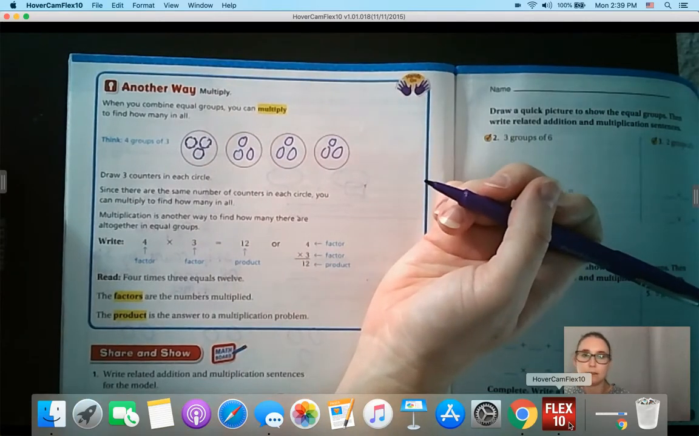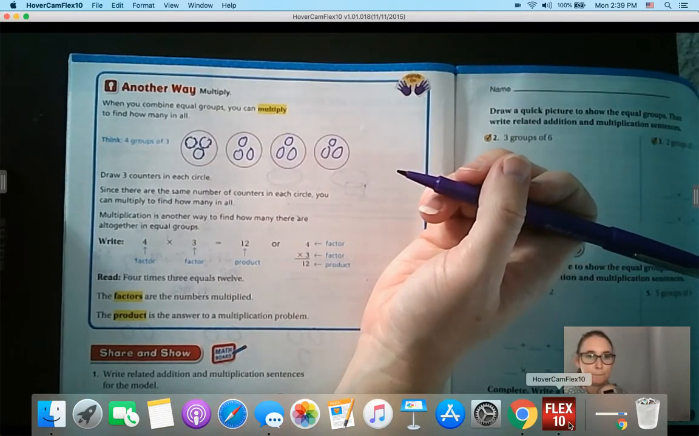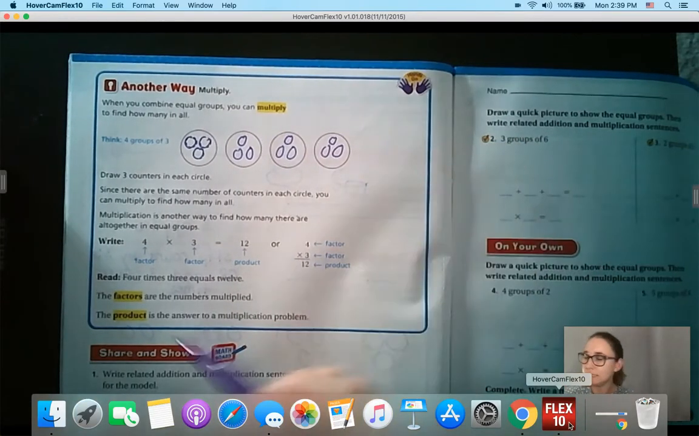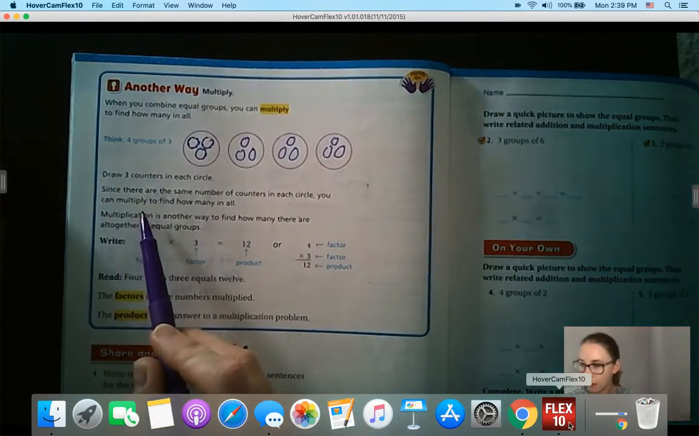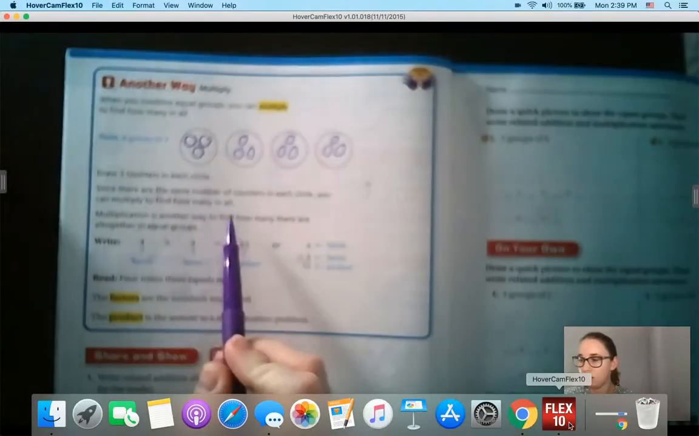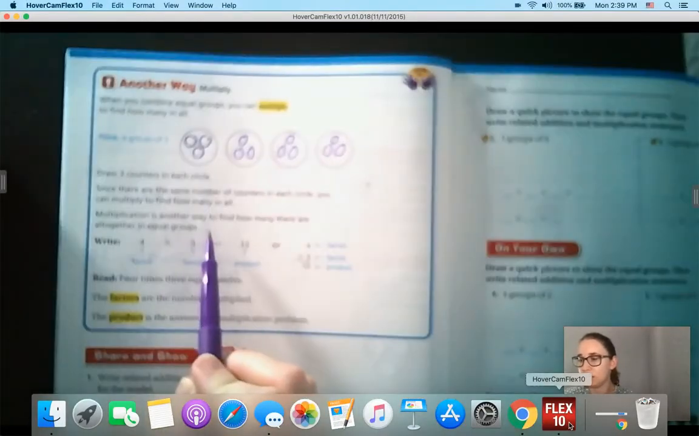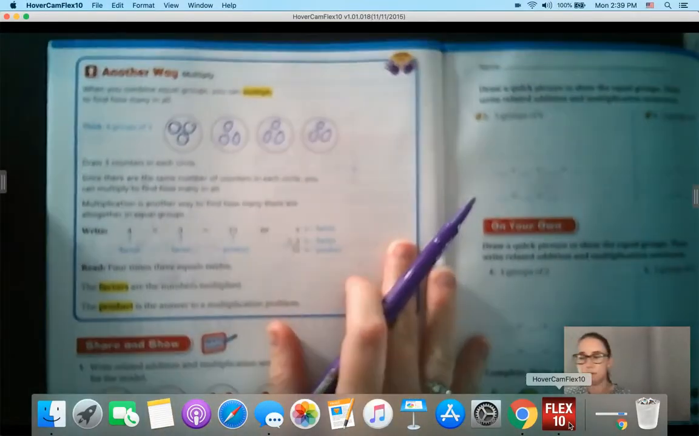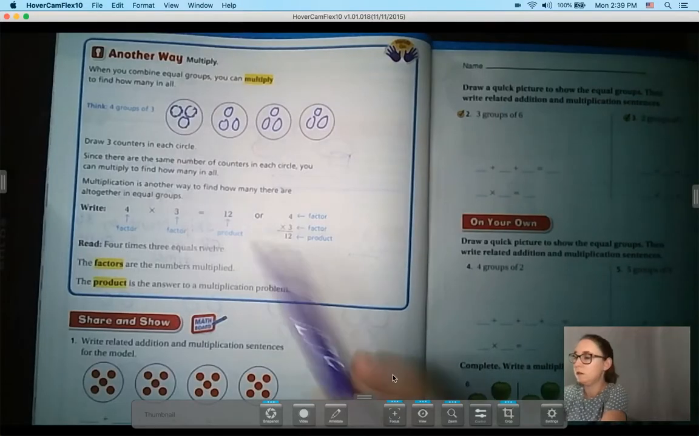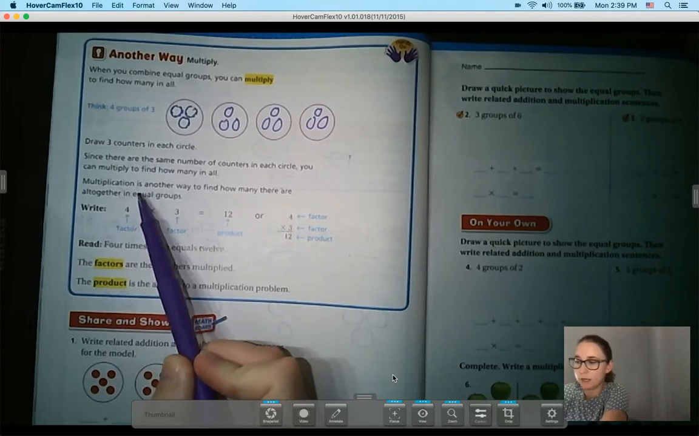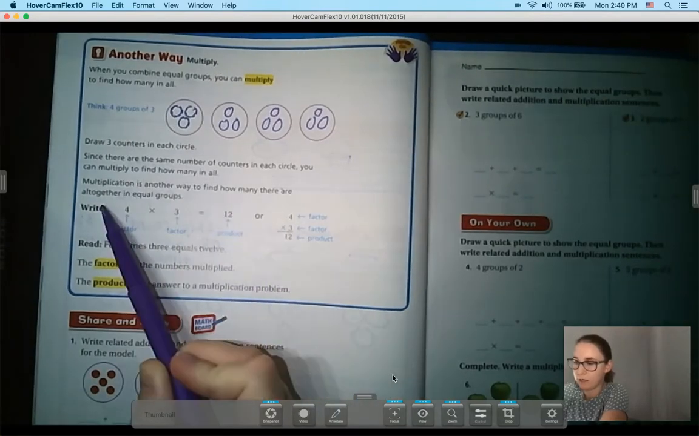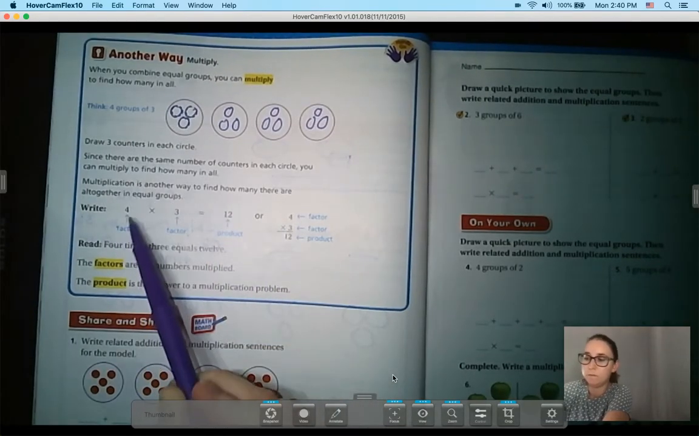Go ahead and add those circles in there. Since there are the same number of counters in each circle, you can multiply to find how many in all. Multiplication is another way to find how many. So you have the 3 counters in each circle. Multiplication is another way to find how many there are all together in equal groups.